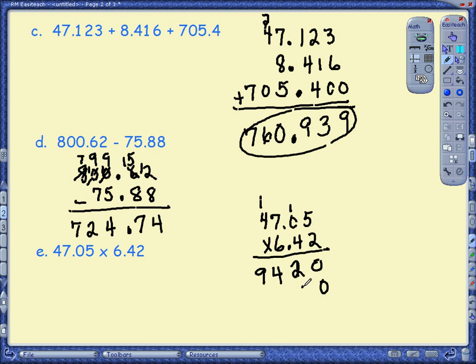4 times 5 is 20, so I leave a 0 here, and I carry a 2 now. 2 times 2 is 4. These two are crossed out. Now I'm multiplying by the 4. I got a little mixed up there, crossing things out. This should be an 8, and it doesn't look too much like an 8. 4 times 7 is 28. Okay, carry a 2. And 4 times 4 is 16, plus 2 is 18.